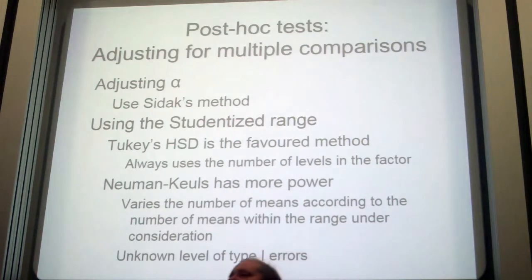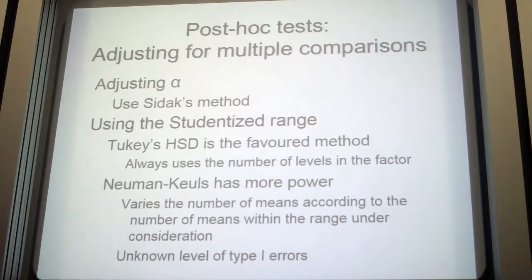Newman-Keuls, as I say, you might come across particularly in older papers. It has more power, it's more able to detect differences that are there. It is less conservative than Tukey's HSD. And it varies the number of means according to the number of means within the range under consideration at any one time. So that means you've got unknown type 1 errors, unknown errors where you claim there's a difference when there isn't really a difference.